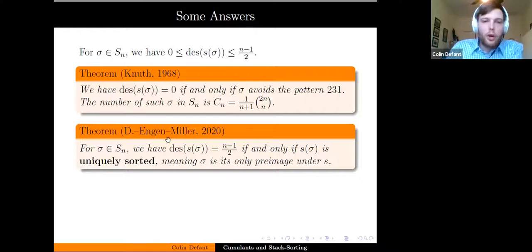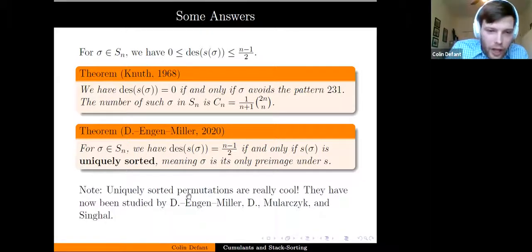So Michael Engen, Jordan Miller, and I looked at this upper bound, and we showed that it is attained. In other words, the number of descents of S of sigma is equal to (n-1)/2 if and only if S of sigma is uniquely sorted. Uniquely sorted just means that it has exactly one preimage under the stack sorting map. And of course, that preimage must be sigma itself.